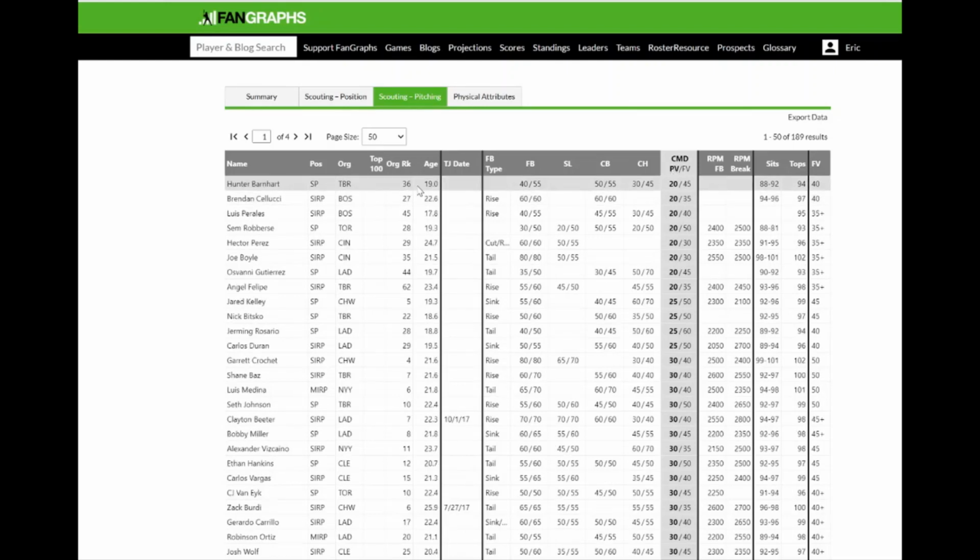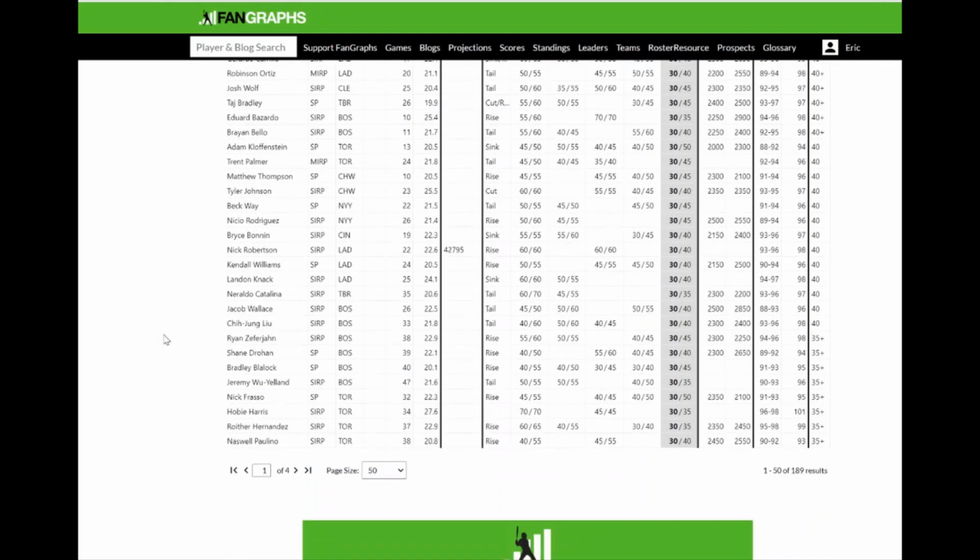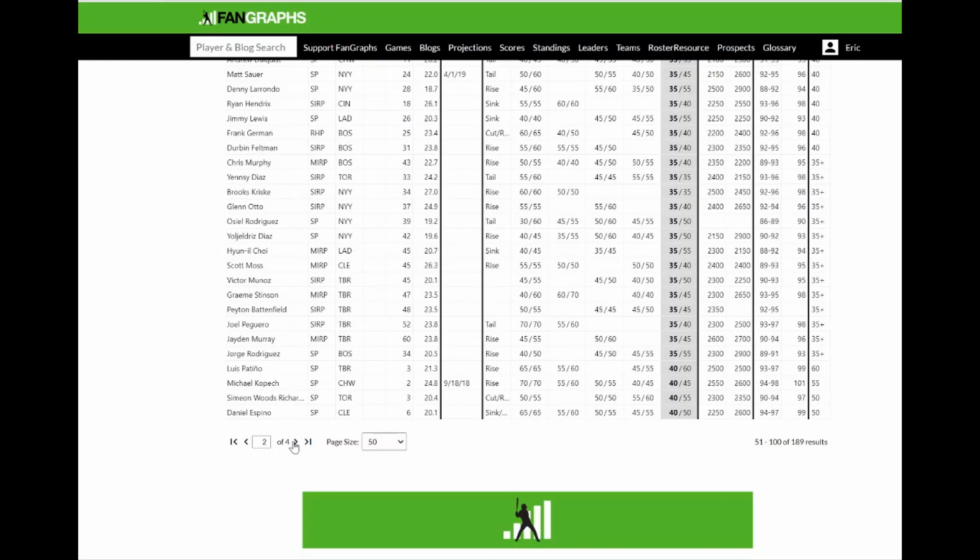And the teenagers are going to have a present 20 if it is neutral or raw. If there's a lot of relief risk on a teenage arm, they'll have a 20. And if their command is advanced for their age, then you'll see a 25. And the same is true of the college age pitchers, where if it's raw or neutral in value, it'll just be a 30. And if it's advanced and polished, it'll be a 35 for a college arm.